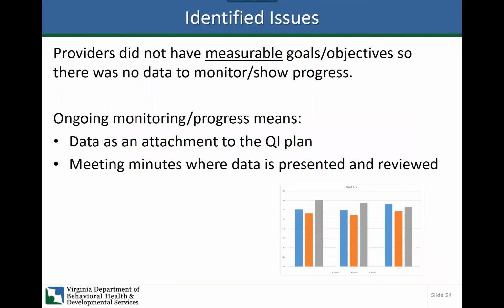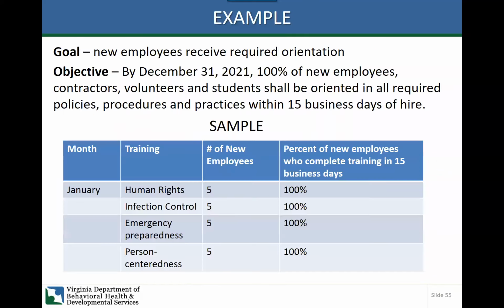Providers didn't have measurables and objectives, so there was no data to monitor to show progress. So what this means is that their ongoing monitoring should be either data as an attachment to the QI plan, could actually be right in the QI plan, or you have meeting minutes where data is presented and you can show that you're reviewing it. So I tried to give an example on the next slide of how that might work.